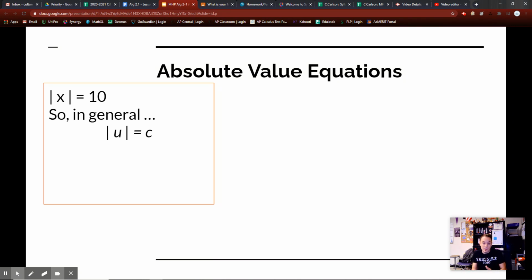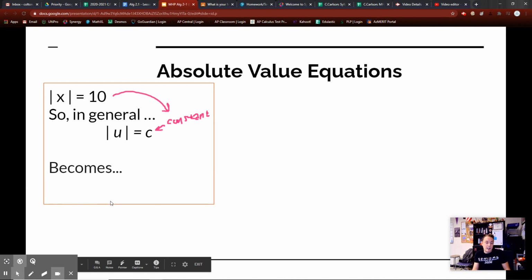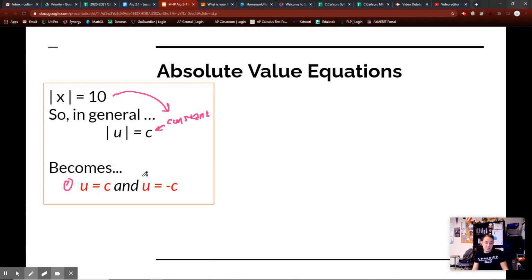If I have the absolute value of u, just one random variable, equals c, in this case, this will be like a constant. So constants, remember, numbers are constants. So this is basically the same thing as saying 10. If I have it like that, this then becomes u equals c for my first equation, and then my second equation will become u equals negative c. I need to include both.